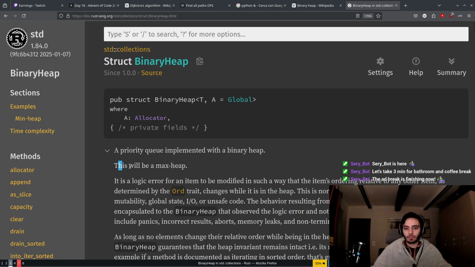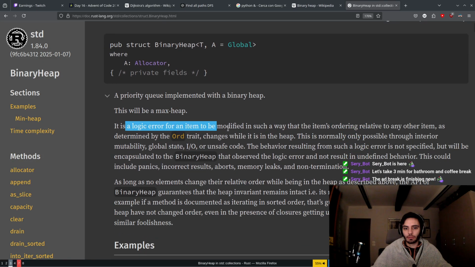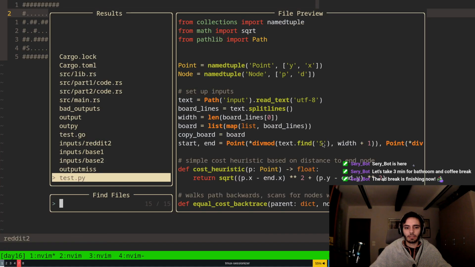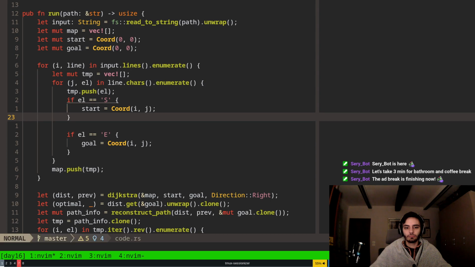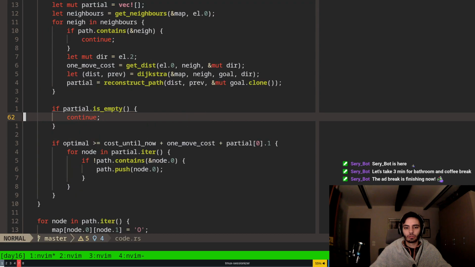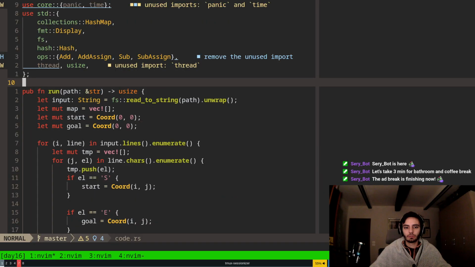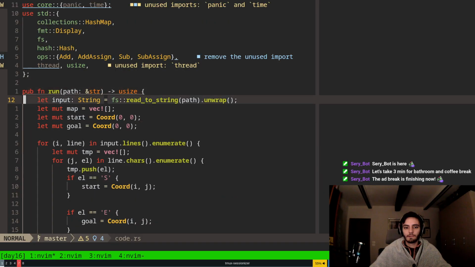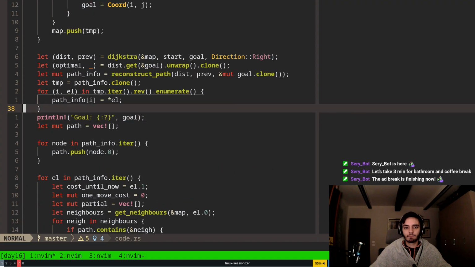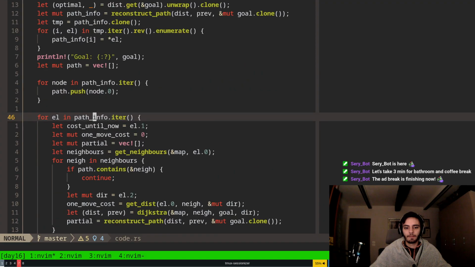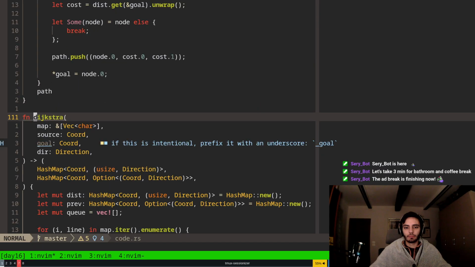When you implement a binary heap, this will be a max heap. It's a logic error for an item to be modified in such a way that item ordering relative to any other item changes. This is normally one. Okay. Honestly, this is a nice idea. Because so far I have this bespoke idea of Dijkstra. It doesn't work in any goddamn way.